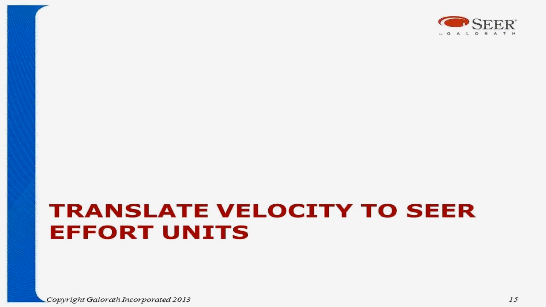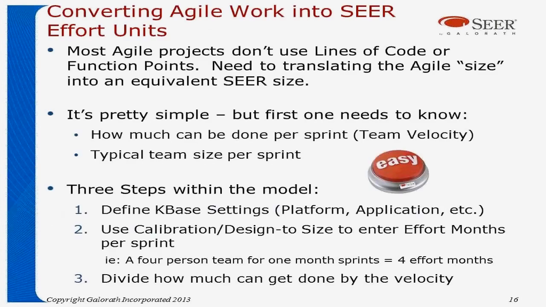So let's translate velocity into something that SEER can understand. In most Agile projects, we don't work with lines of code or function points. There's some other sizing metrics. They use feature points, story points, etc. We'll use story points. But these story points now need to be converted into something that SEER can understand. It's pretty simple to do this.